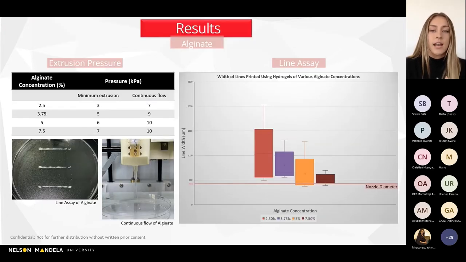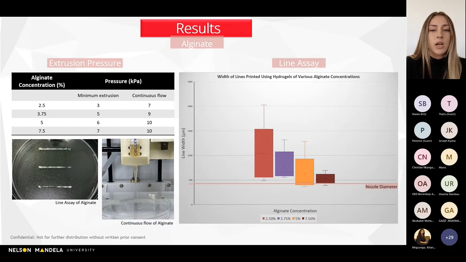Although it has been established that alginate has poor printability on its own, this cost-effective biomaterial was initially used to master the techniques relevant for this study. However, these results are still useful to determine which alginate concentration to use in the blend of alginate and nanocellulose. As expected, the pressure required to achieve continuous flow increased with alginate concentration. An example of continuous flow can be seen in the image below.